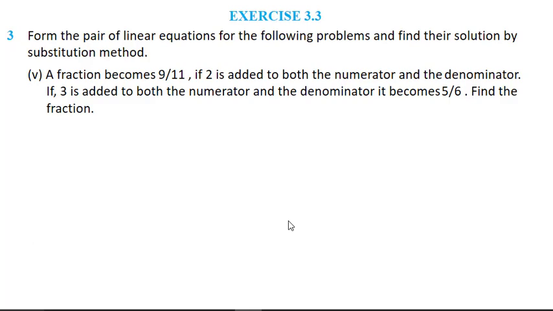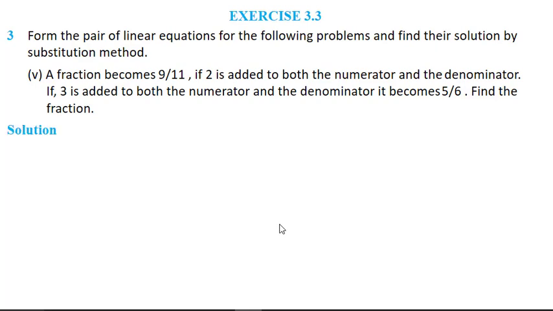The next question is, a fraction becomes 9 upon 11 if 2 is added to both the numerator and the denominator. If 3 is added to both the numerator and denominator, it becomes 5 upon 6. Find the fraction. So what they have given, the fraction will become 9 upon 11 if I add 2 to both numerator and denominator, and it will become 5 upon 6 if I add 3 to both numerator and denominator.